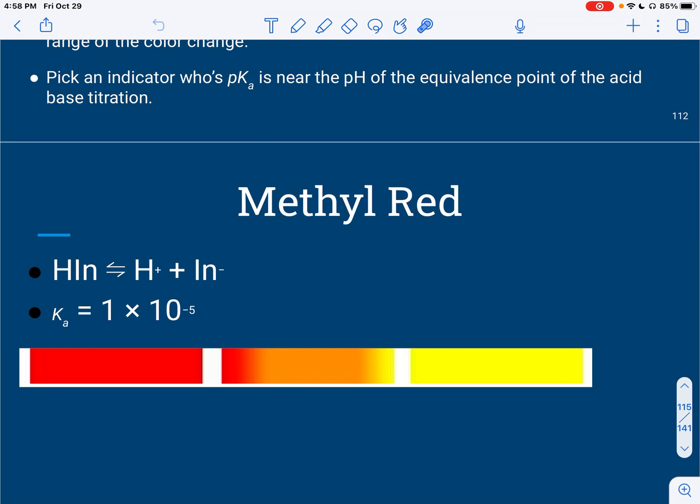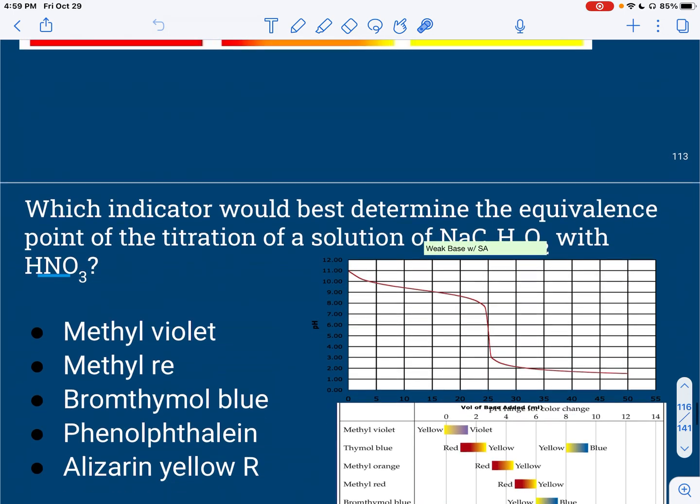So for example, methyl red. If we have a Ka of 1 times 10 to the negative 5, we would expect this to be between 4 and 6. Okay, so if we expected our equivalence point to be between a pH of 4 and 6, we could pick methyl red. Before the equivalence point, it will be red. After the equivalence point, it will be yellow. All right, but that only works if we expect the equivalence point to be between a pH of 4 and 6. Okay, so that's what's really important about these indicators.